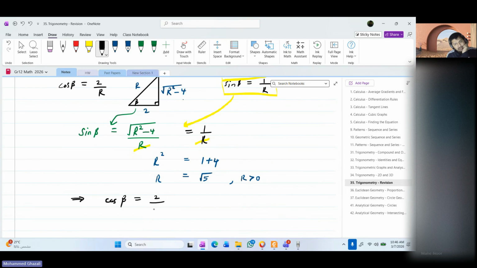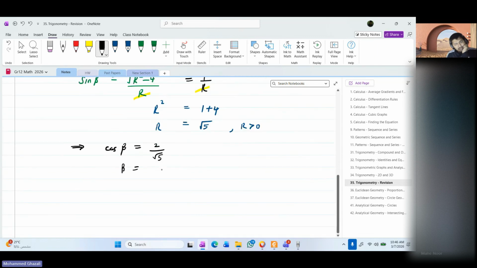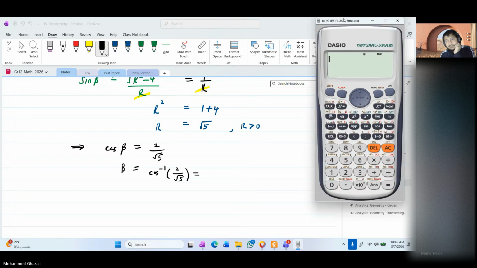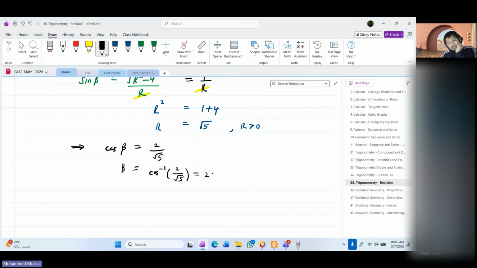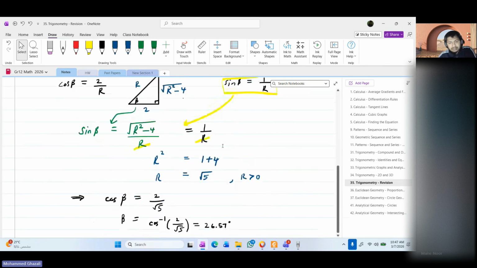Cos beta is equal to 2 over root 5. So beta is now equal to cos inverse of 2 over root 5, and see what we get: 26.57 degrees. That's why this question was nice, right? We got r, which is root 5, and beta is 26.57 degrees. So, a nice question here.